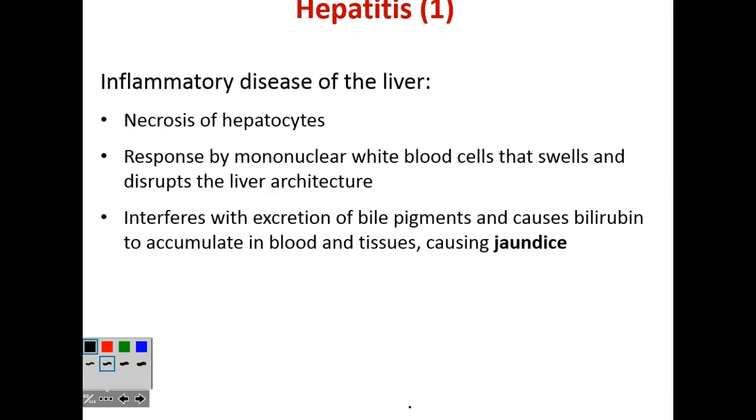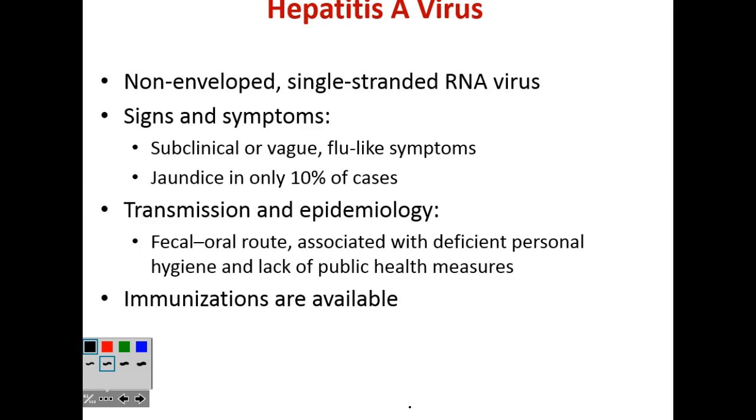Hepatitis. It's an inflammatory disease of the what? Liver. Necrosis of hepatocytes. Response by mononuclear white blood cells that swells and disrupts the liver architecture. Interferes with the excretion of bile pigments. Where does bile come from? The liver. B-I-L-E, not B-O-W-E-L. And it causes bilirubin to accumulate in blood and tissues that causes jaundice. What is jaundice? Sometimes babies are born with jaundice. How do they look? Kind of yellow.